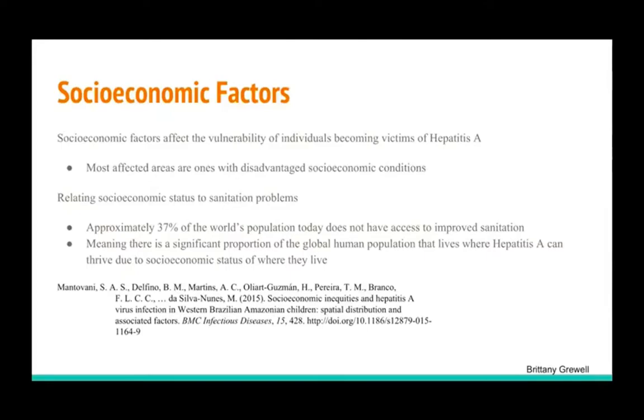Relating socioeconomic status to sanitation problems, approximately 37% of the world's population today does not have access to improved sanitation, meaning there's a significant proportion of the global human population that lives where hepatitis A can thrive due to the socioeconomic status of where they live.